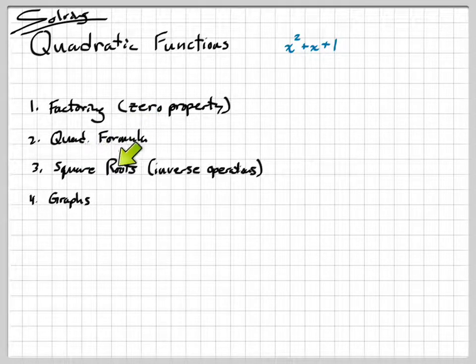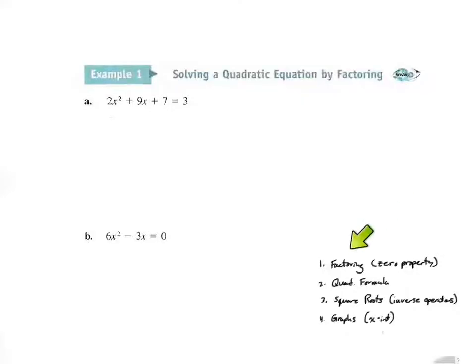The square roots, this one's really nice and simple if you understand it. If you don't, it'll confuse you. Obviously, I guess that's the opposite of understanding. And then we have graphs. Graphs, write x-intercepts next to graphs. Those are your answers. We look for x-intercepts. This is not always accurate, and it's not always easy to do for graphs, but there is a way to solve a quadratic function. So the first thing we're going to look at is factoring.